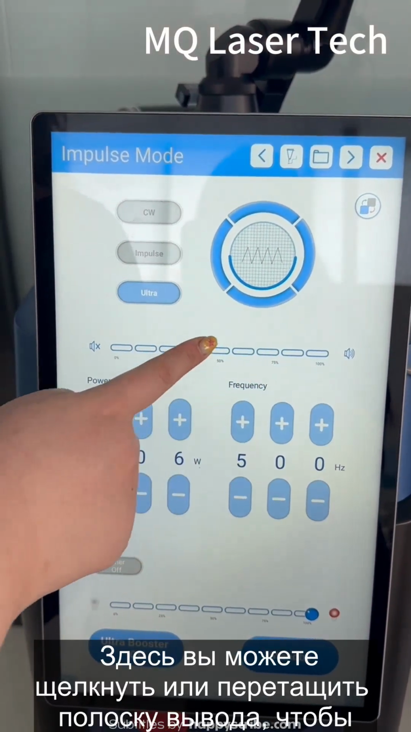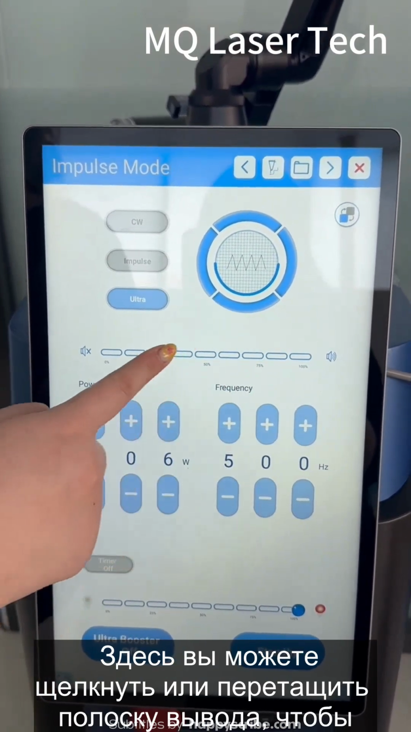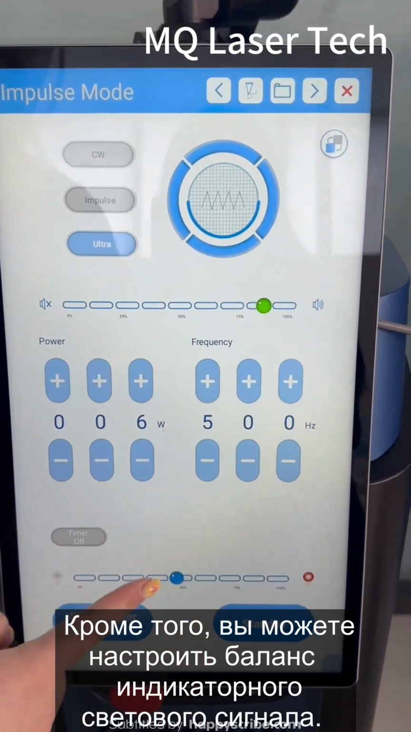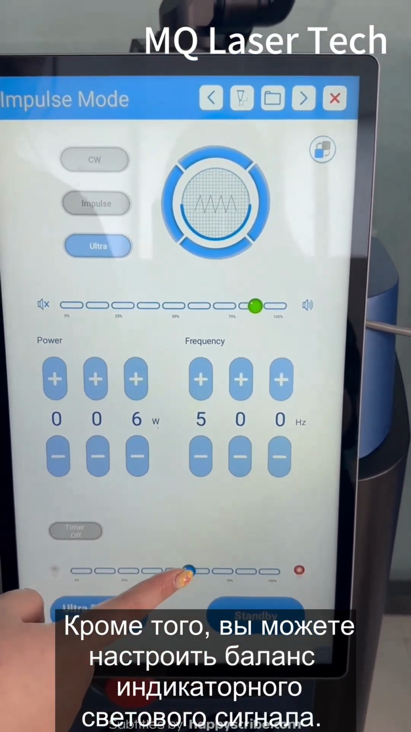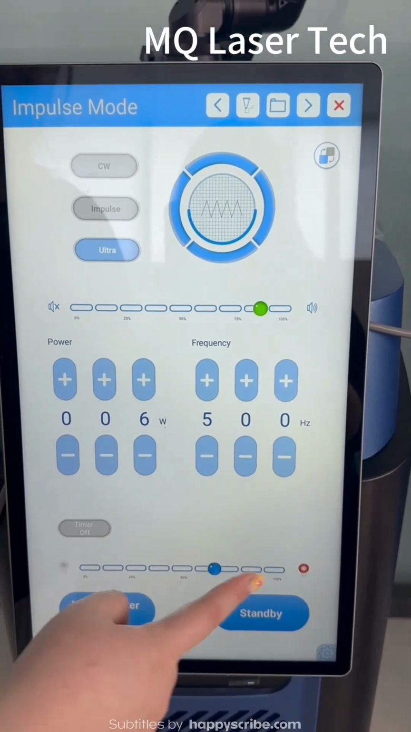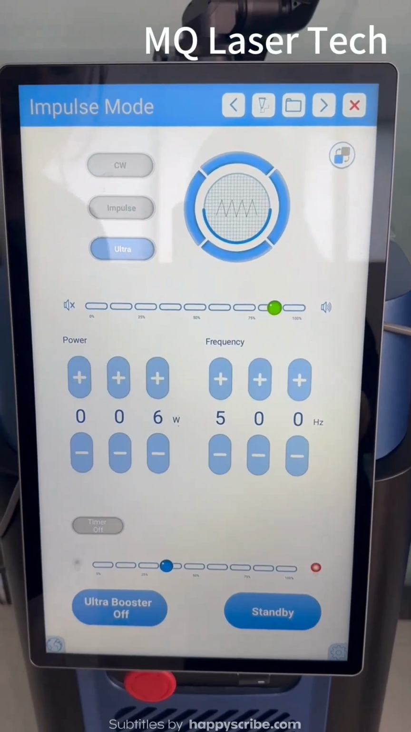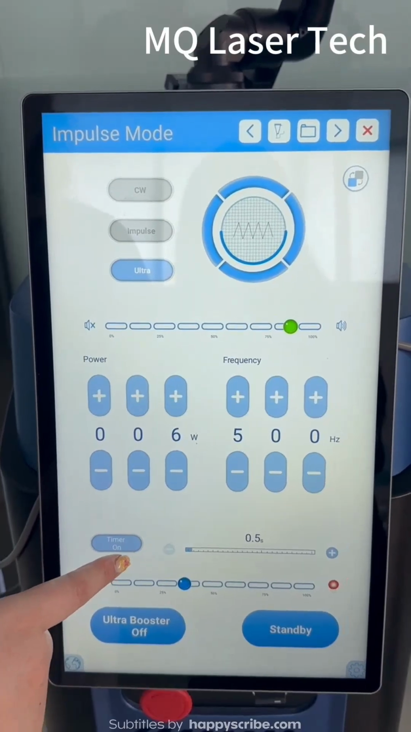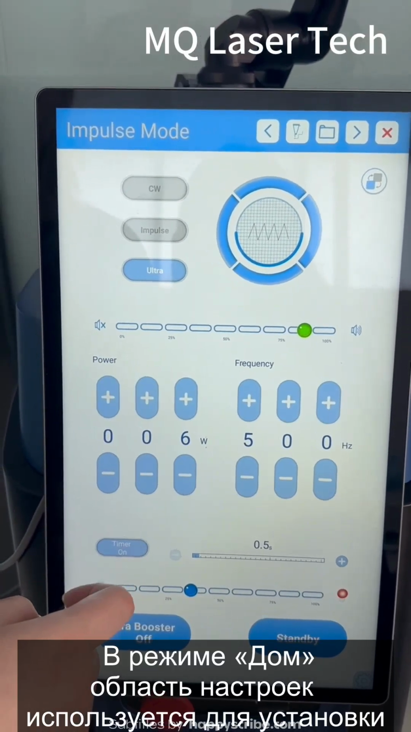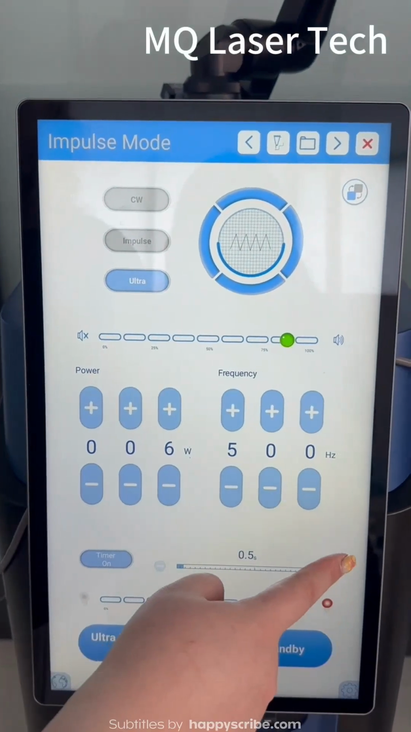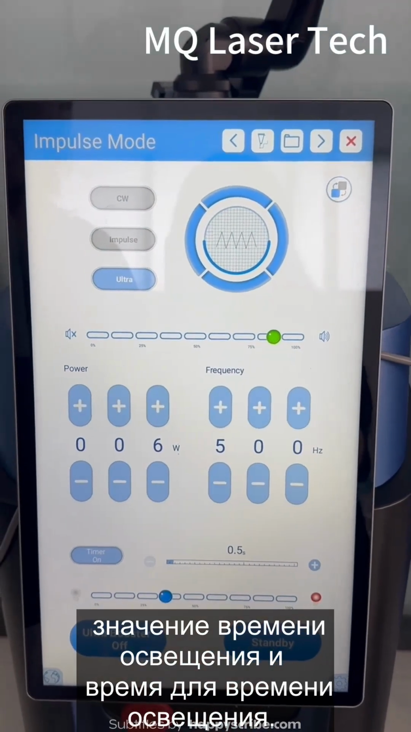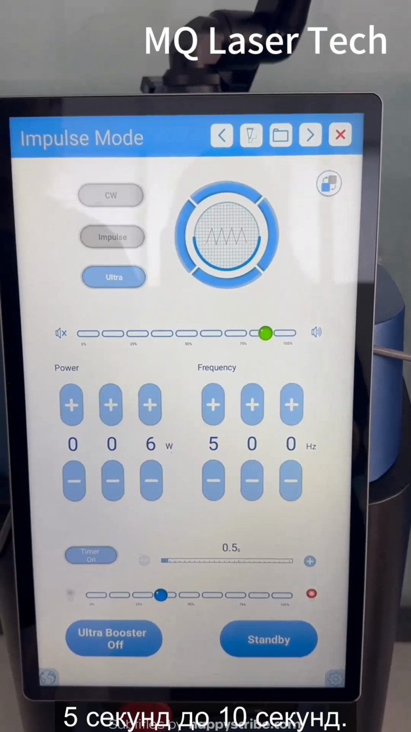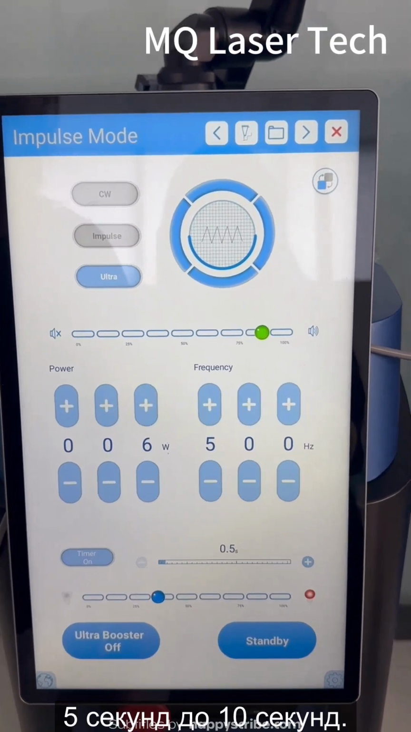And here you can click or drag the upper slider to adjust the system volume. Also, you can adjust the indicator light brightness. And here you can see the timer. The pulse mode setting area is used to set whether to time the light and the time for the timed light. The time range for the timed light is 0.5 seconds to 10 seconds.